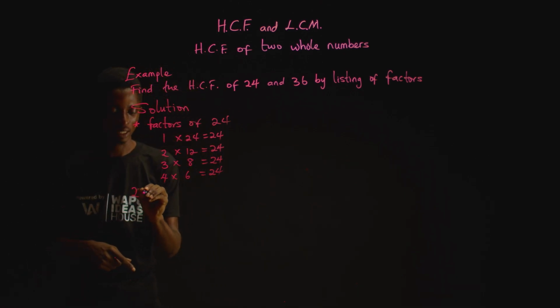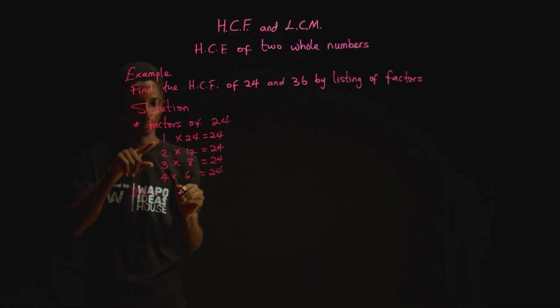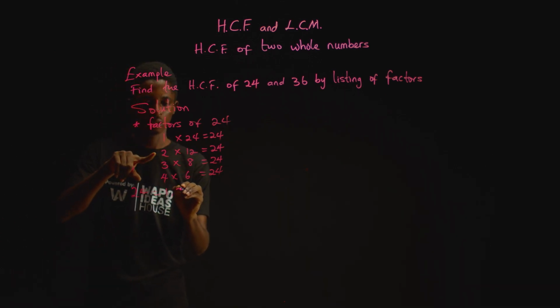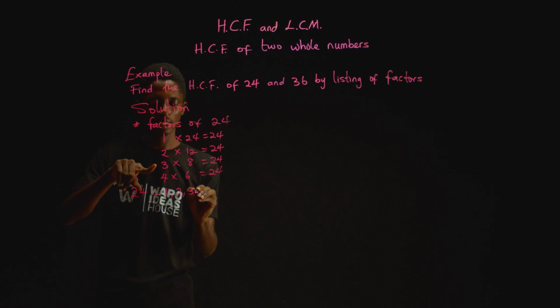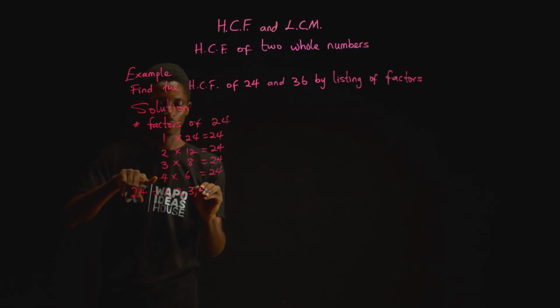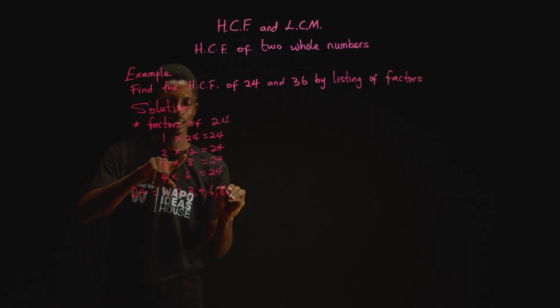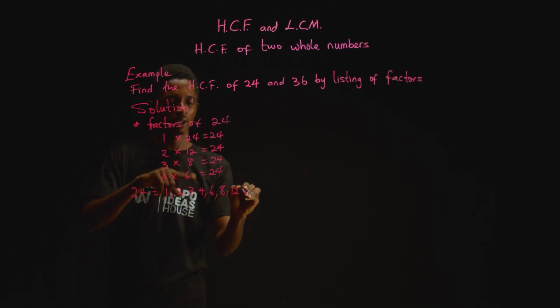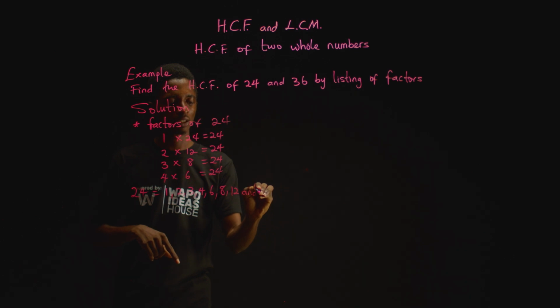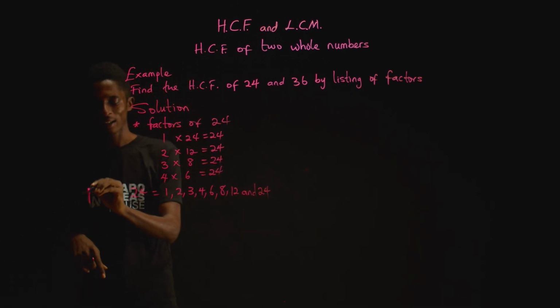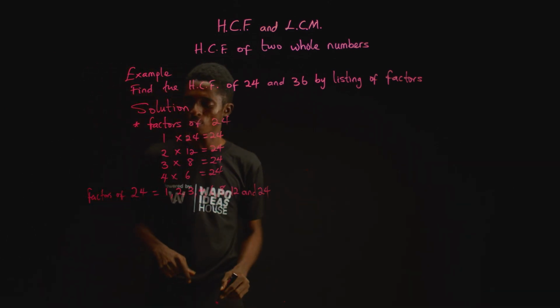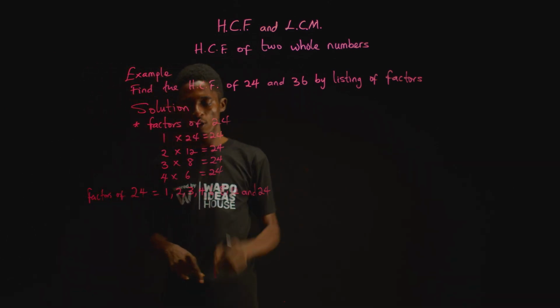That is 24. Our factors of 24 are 1, 2, 3, 4, 6, 8, 12, and 24. These are factors of 24. Now let's find the factors of 36.